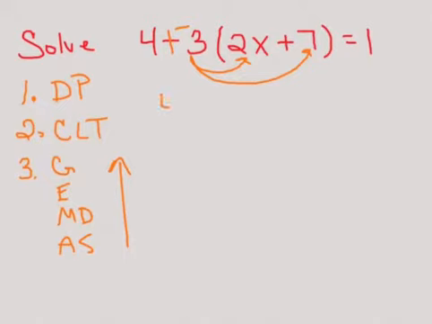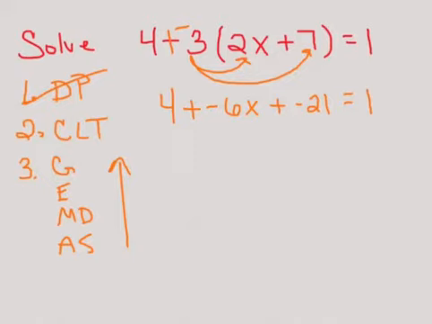So if we bring down 4 plus, and then we actually do the distributive property, so negative 3 times 2x, which is negative 6x. Bring down the plus sign. And negative 3 times 7, which is negative 21, equals 1. So that was the distributive property.